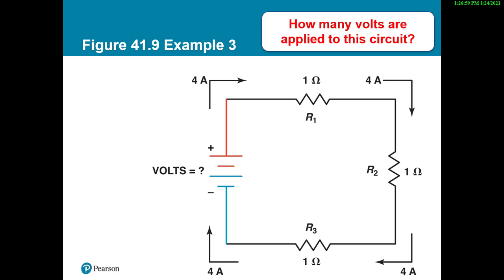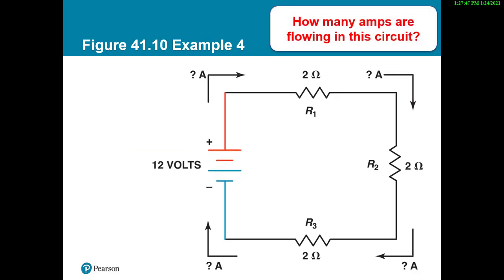In example 3 of 4, 41.9, we need to figure out how many volts are being applied to the circuit. We can start by adding all of the resistors. So 1 plus 1 plus 1 would be an RT of 3 ohms. We know that we have a 4 amp current pulling through this circuit. So if I have 3 ohms and 4 amps, by Ohm's law we multiply them. 3 times 4 would be 12 volts.